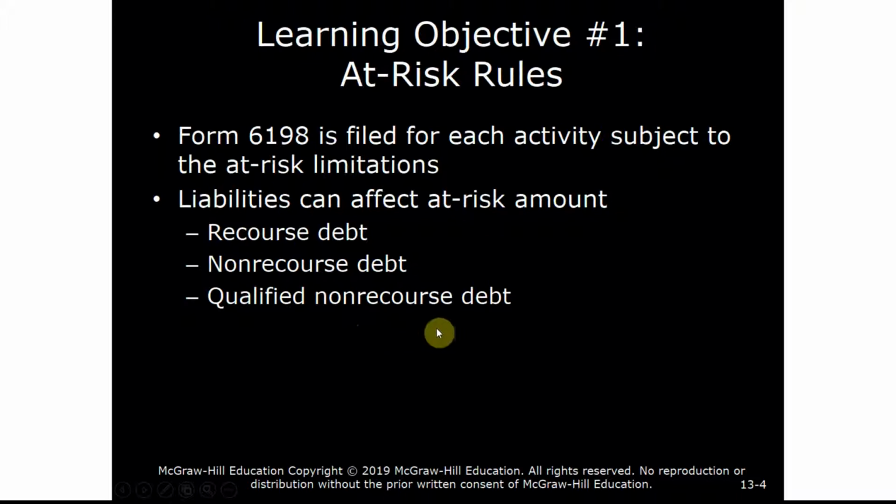And then qualified non-recourse debt does generally increase the at-risk amount. This is kind of a specialized category, generally related to real estate or other debt that's secured by collateral.